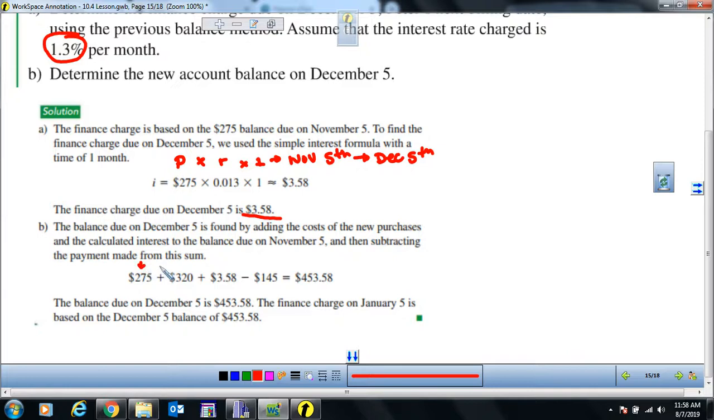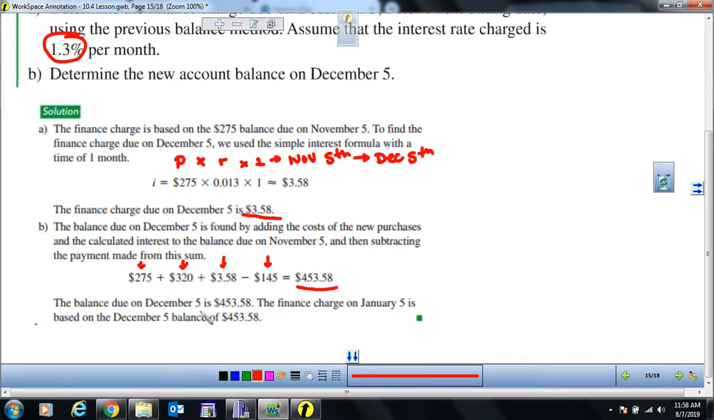This right here is what he charged from November 5th through December 4th. This is the interest that he's going to be charged for that month. And you add these three amounts, and then you subtract the payment that he gave, and this is what his account balance is supposed to be on December 5th, including all the charges he made with the credit card, and including the interest that the bank is going to charge him for the use of the credit card, but also taking into consideration the payment that he gave. And that's his new balance.